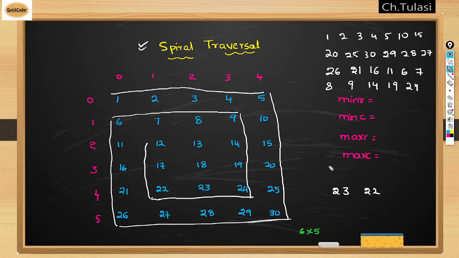And again, going like this. So 17, 12. And again, going like this, 13, like this, 18. So that's it. We printed all the elements. So that's the spiral traversal.